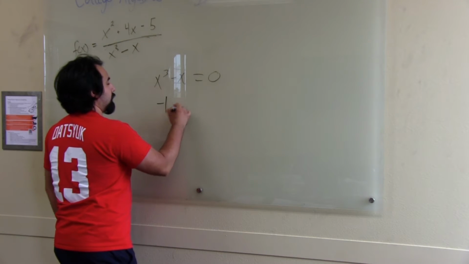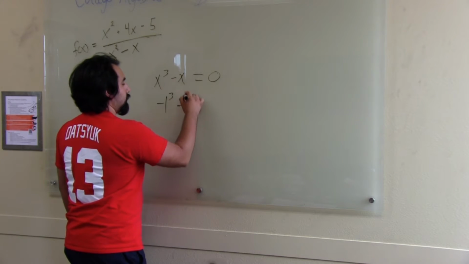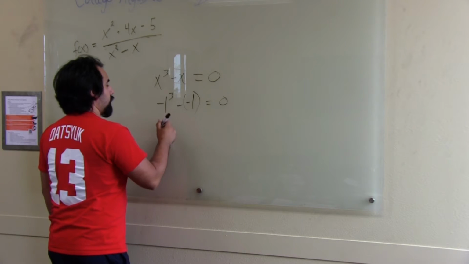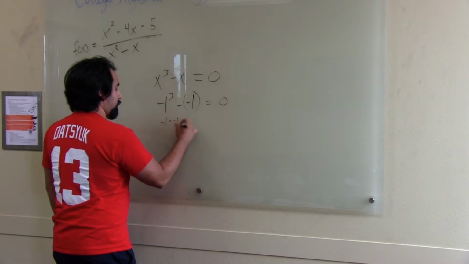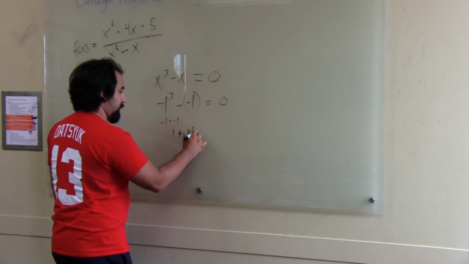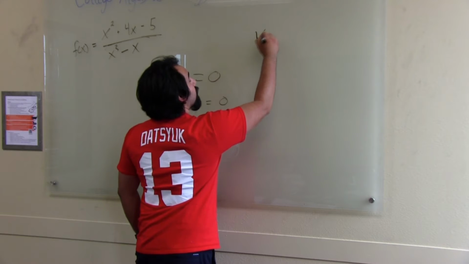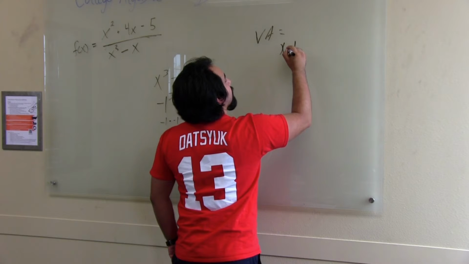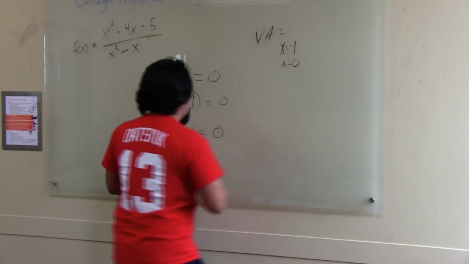So then negative 1 cubed minus negative 1 would equal 0. Negative 1 times negative 1 would equal 1, minus negative 1. That becomes a positive, which equals 0. Which means our vertical asymptotes are x equals negative 1 and x equals 0.